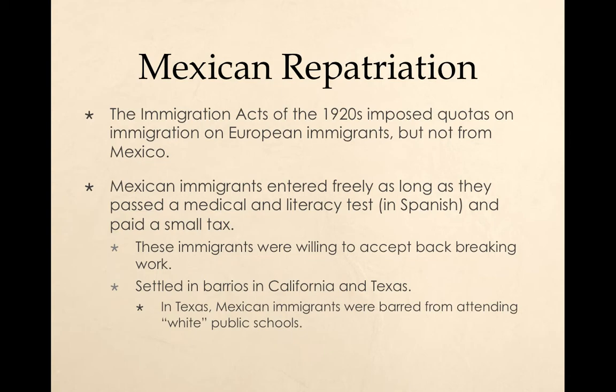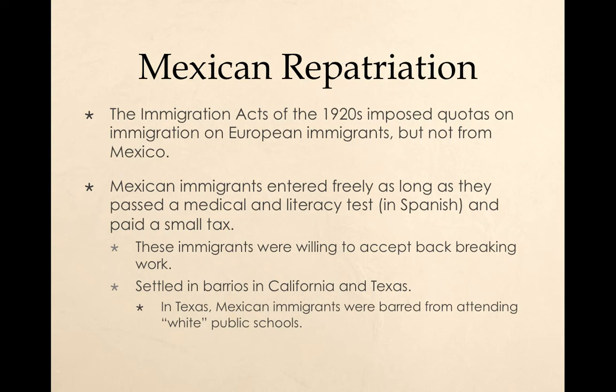Mexican repatriation. The Immigration Acts of the 1920s imposed quotas on immigrants from Europe, but not from Mexico or the rest of the Americas. Mexicans freely entered the United States so long as they passed a medical and literacy test and paid a small tax. Many came to escape the turmoil in Mexico caused by the Mexican Revolution. In the United States, they were generally willing to accept back-breaking work for very low wages. Many settled in barrios in California and Texas.